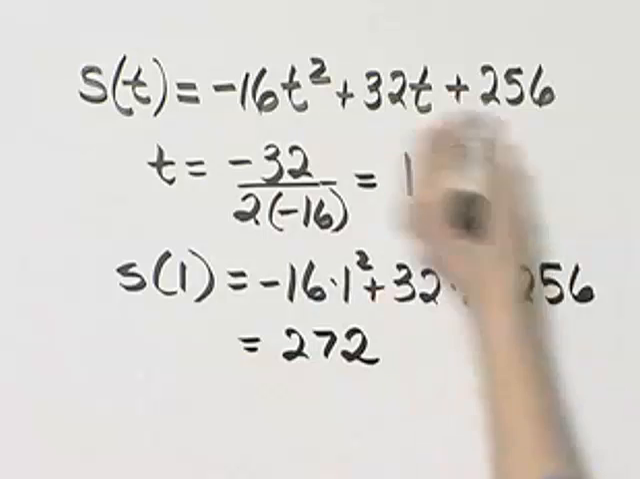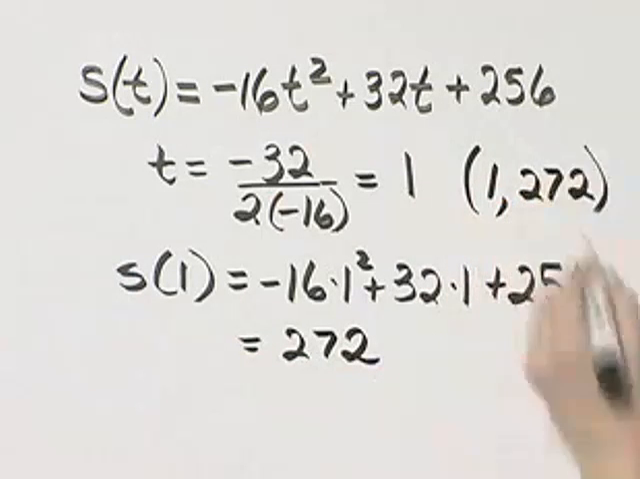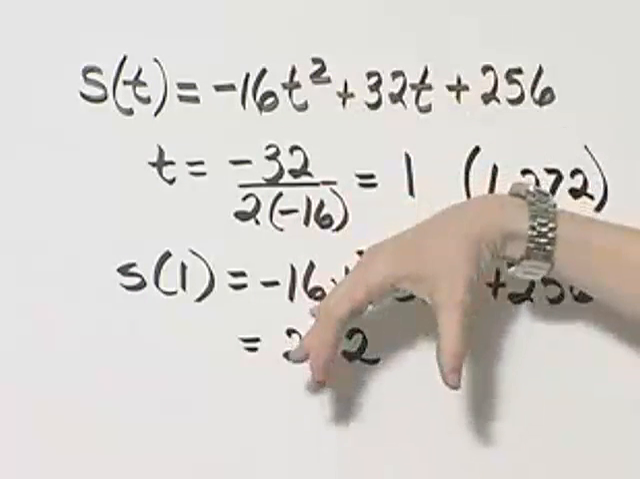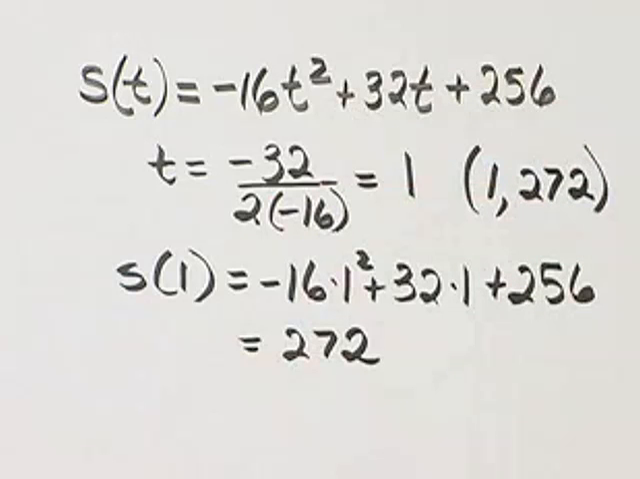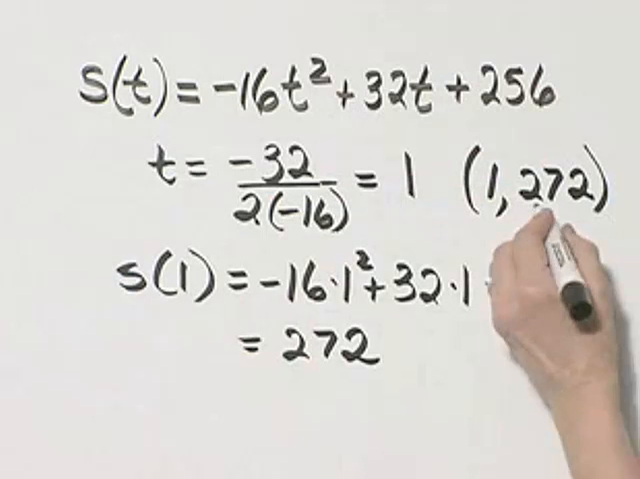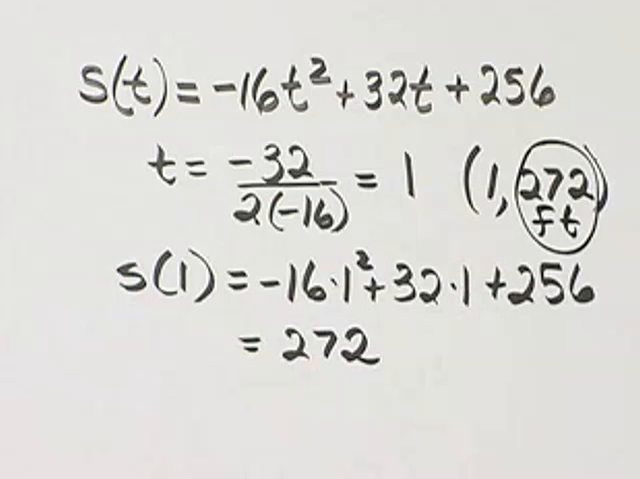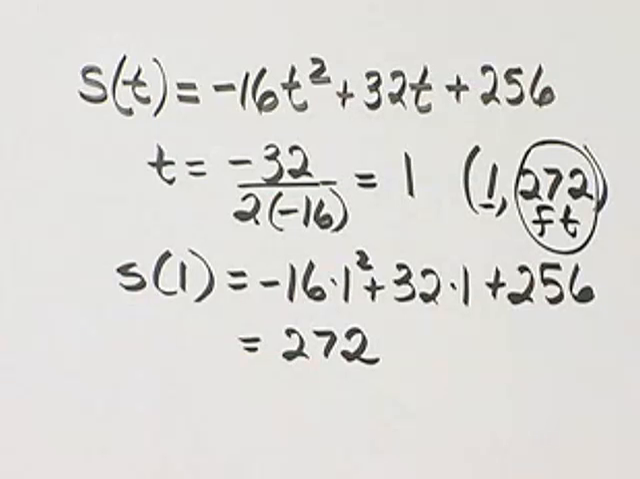In other words, this graph has a vertex with coordinates (1, 272). Notice, if we graph, this parabola opens downward, so the vertex represents the top or highest point, and that's how we find then the maximum. What is the maximum stone's height? It is 272 feet. It is this y value or s of t value, and this t value gives us when it occurs. So it occurs at 1 second, but the maximum height is 272 feet.